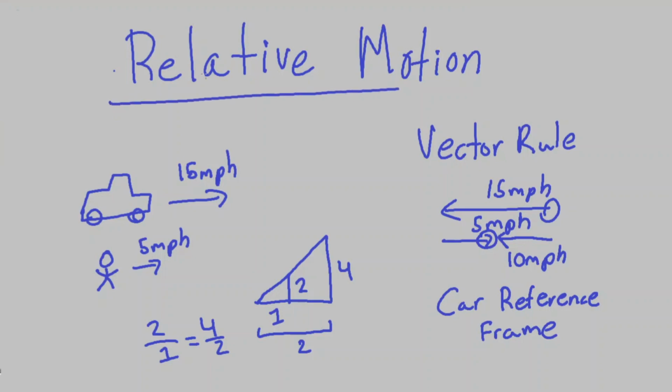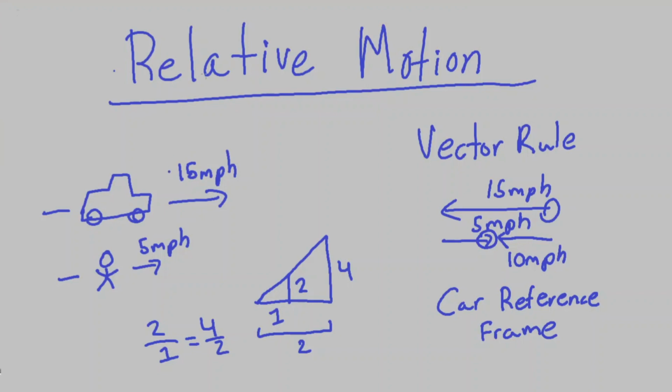Alright, so today we're going over relative motion. Relative motion is just motion relative to another object, whether it be something in motion or something standstill. So let's say we have a car going at 15 miles per hour to the east, and a person jogging at 5 miles per hour due east. From the reference frame of the car, which direction is the person moving?